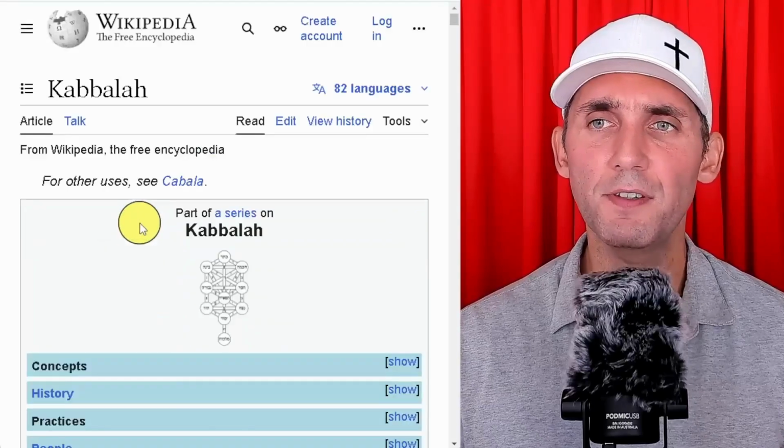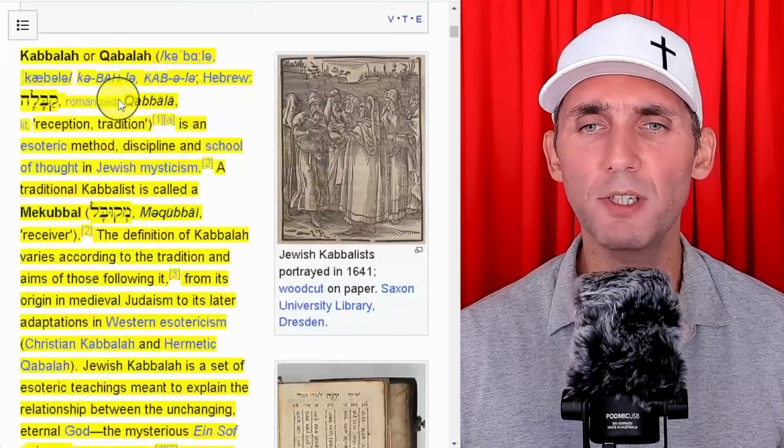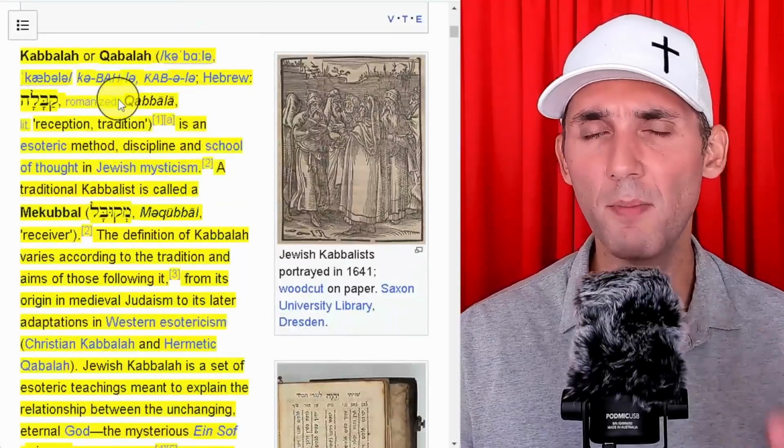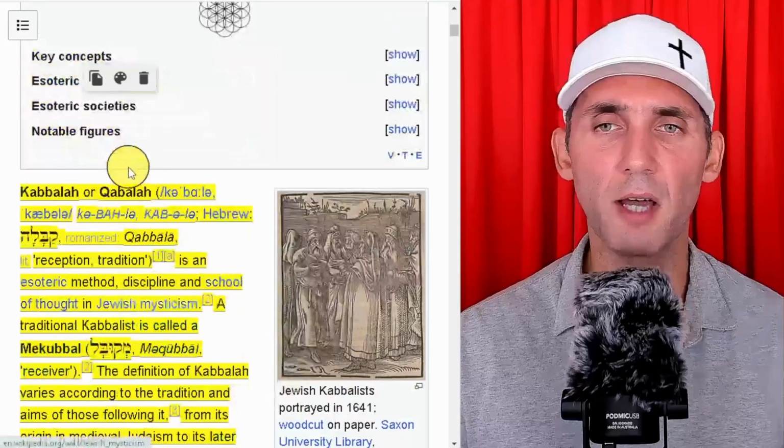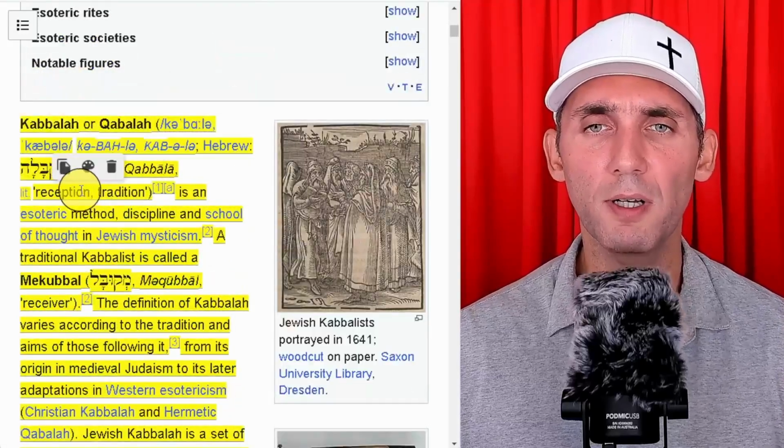So this is Kabbalah Wikipedia. We're going to just read a couple of things, comment on them, and we're just going to go line item because there's a lot to look into. Some of these things you're probably familiar with a little bit, but it's worth a good review.